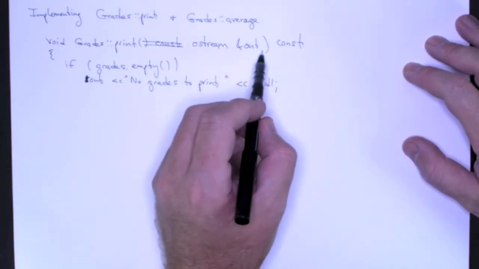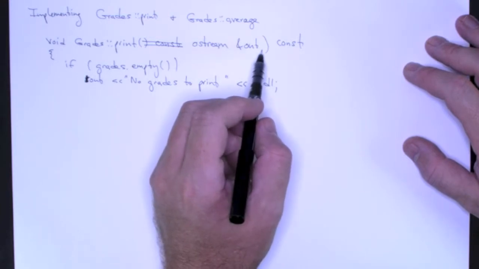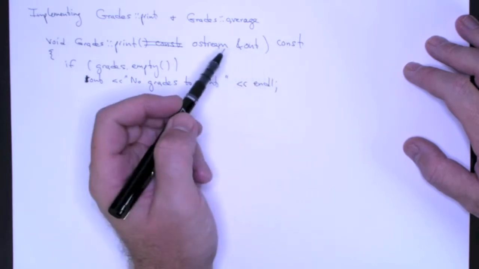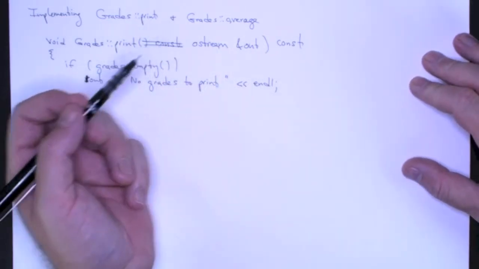And this is not a mistake. I declared a default argument of cout in the class definition, but you don't repeat the default argument in the implementation. You leave that off.